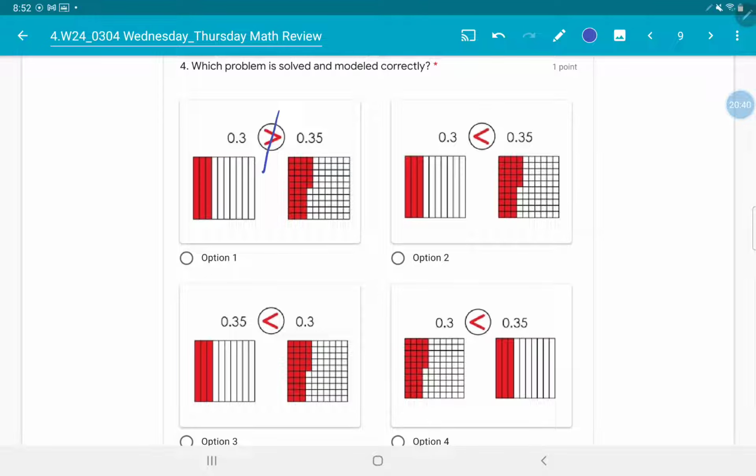Okay? So if we look at option 2, 3/10, is it shaded correctly? Yes. Okay. Is less than 35 hundredths. Dylan, is 35 hundredths shaded correctly?